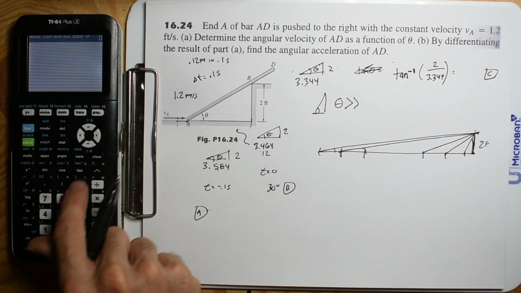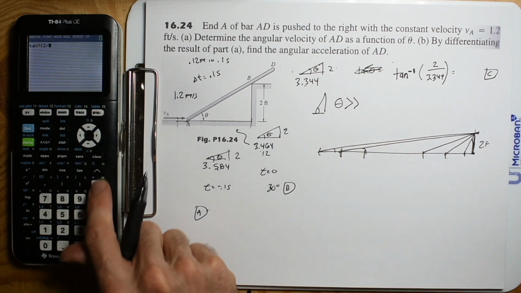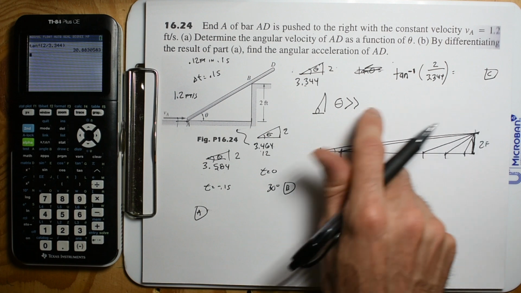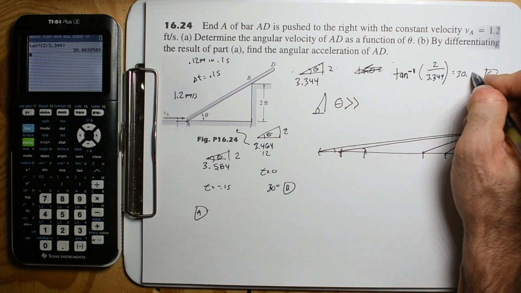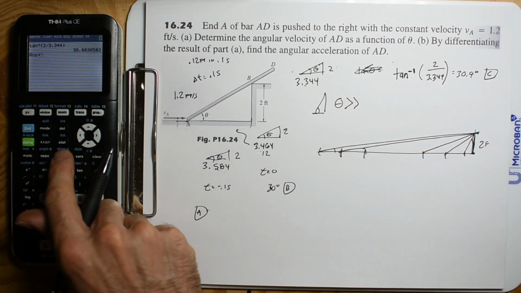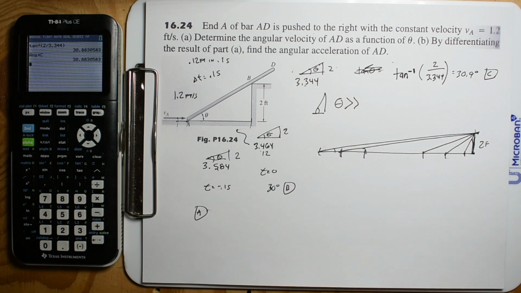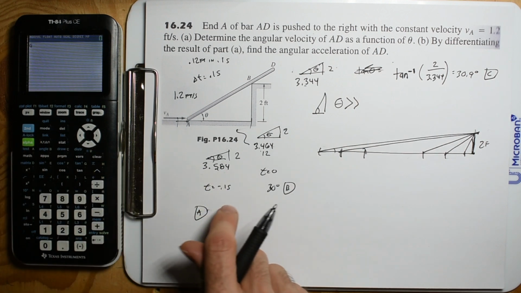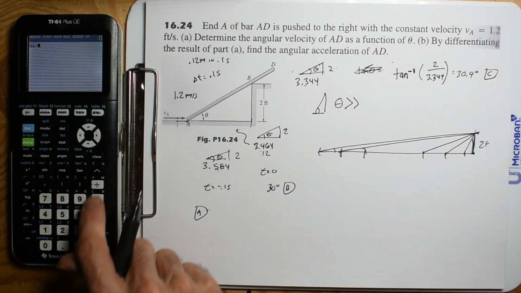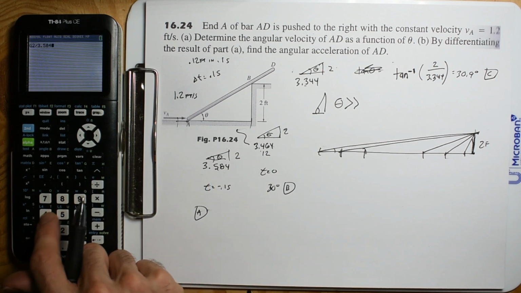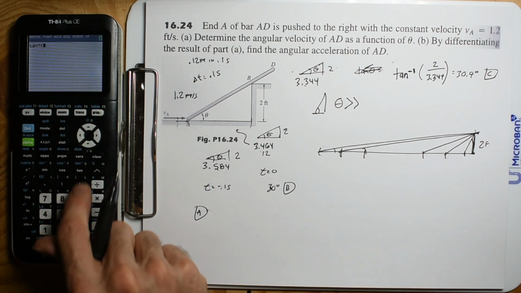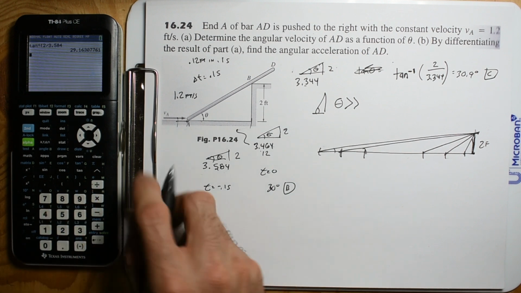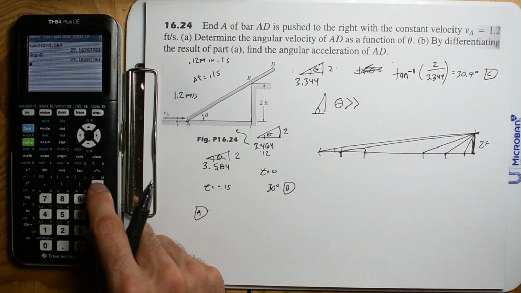So we're going to go inverse tangent of 2 divided by 3.344. So this is going to be 30.8, 30.9 degrees. I'm going to store that as alpha c. We have the exact answer in our calculator. Alpha b is inverse tangent of this one, 2 divided by 3.584. Whoop. Inverse tangent 2 divided by 3.584. And we get 29. So we're going to store that as alpha a.